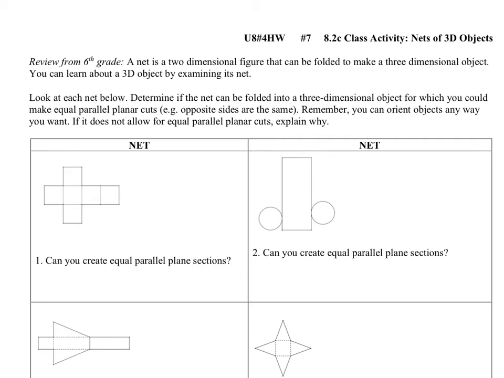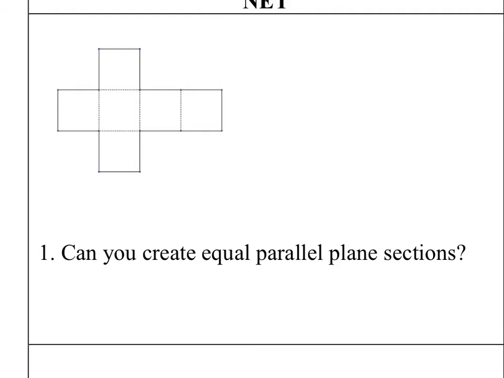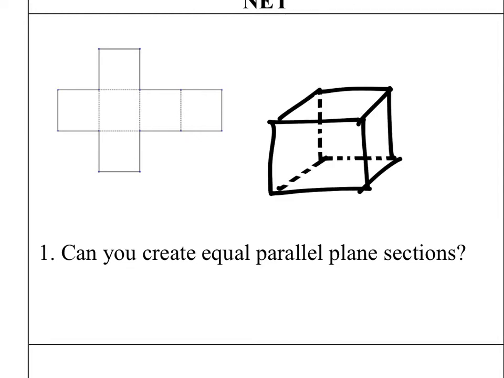A net is something, it's like if we cut it out of paper and folded it up along the lines. Yeah, it would fold into some kind of three-dimensional shape. Now, right here, it says on number 1, for example, can you create equal parallel plane sections? And yeah, if this one was folded up, as it turns out, we would have a cube. Something like this one right here.